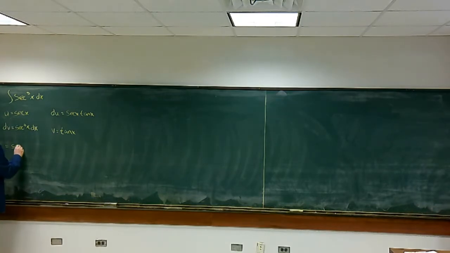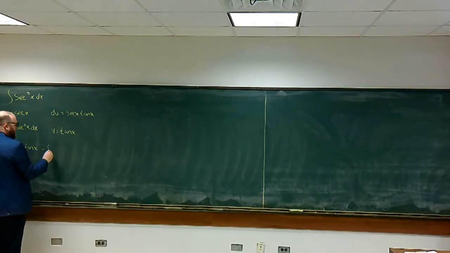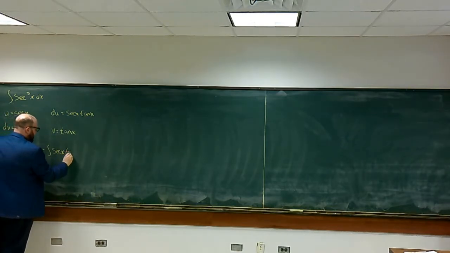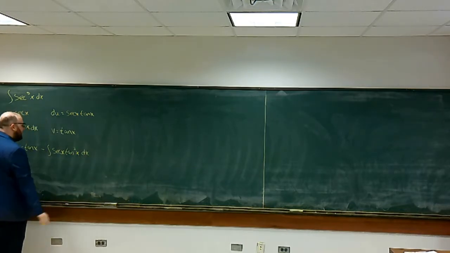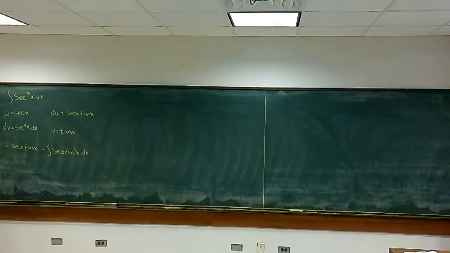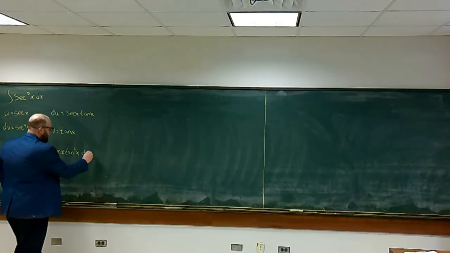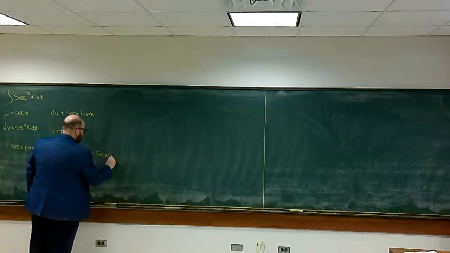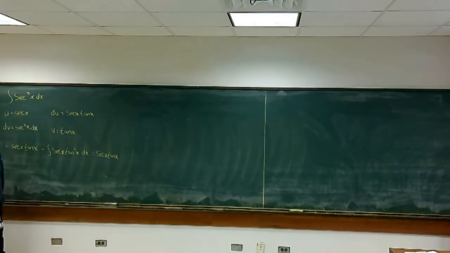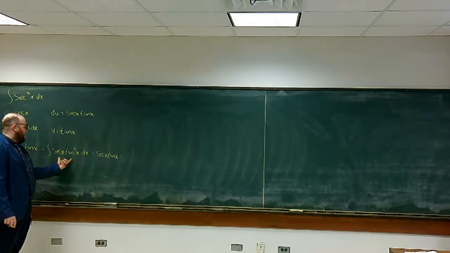U times V minus the antiderivative of V du. How are we going to do that?